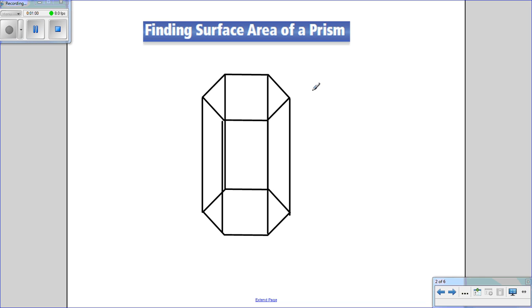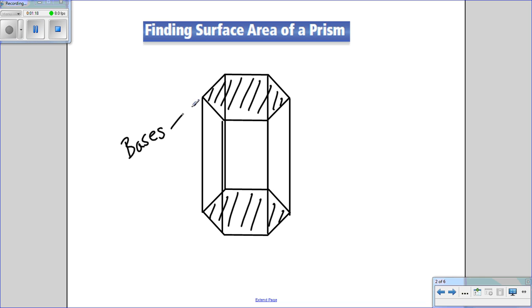A couple of things we've got to talk about here. In a prism, the two parallel faces, which in this case are the top and the bottom, those are the bases. All the rectangles that go around this shape are called the lateral faces. So to find the surface area of a prism, we have a simple formula.